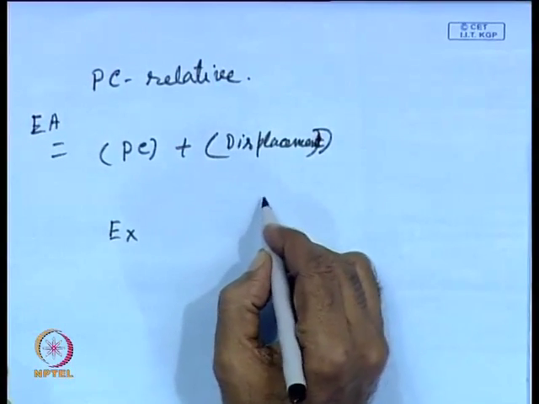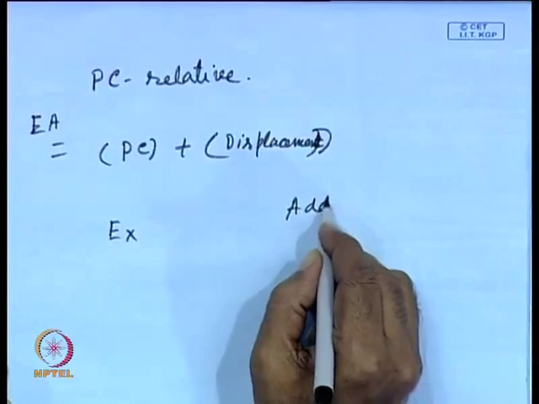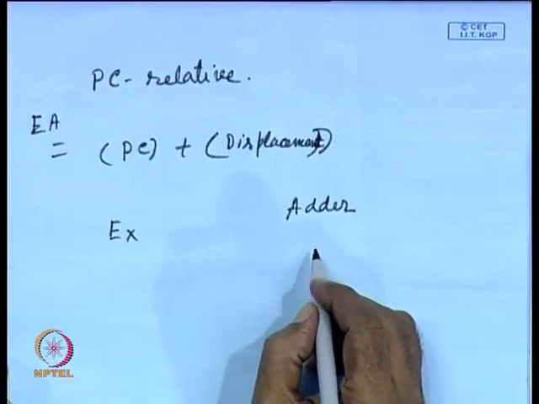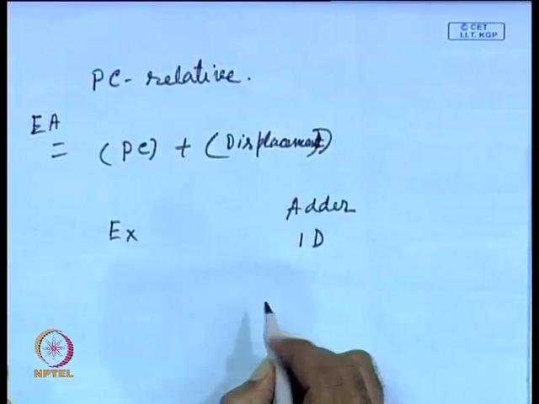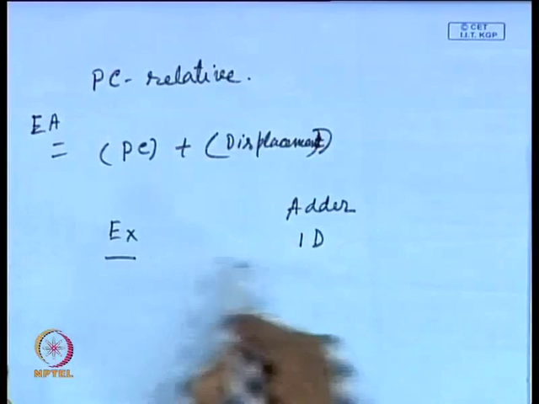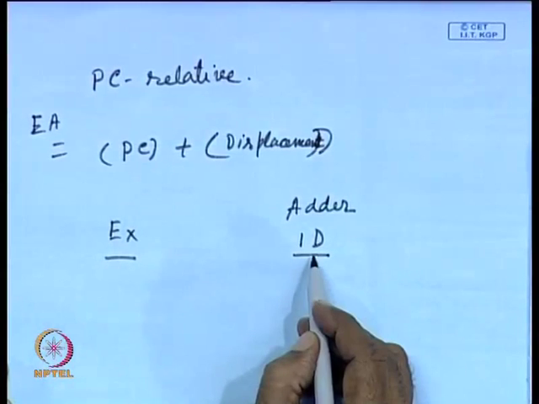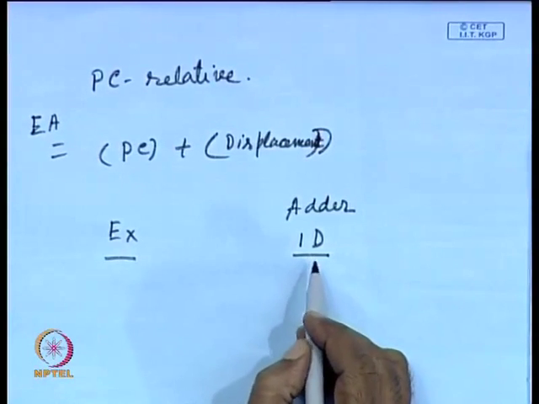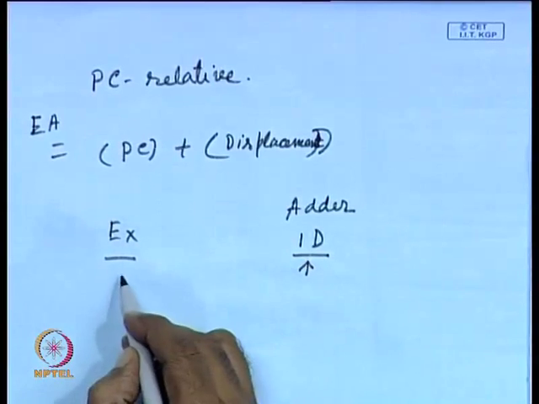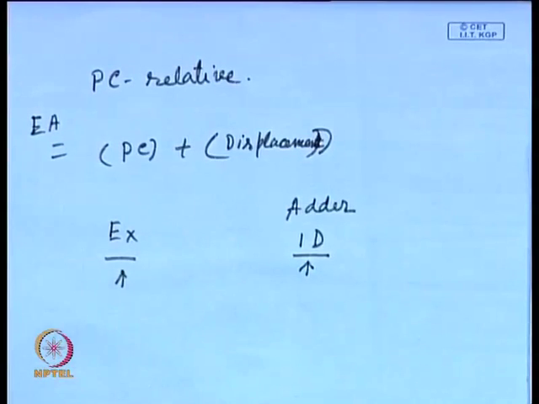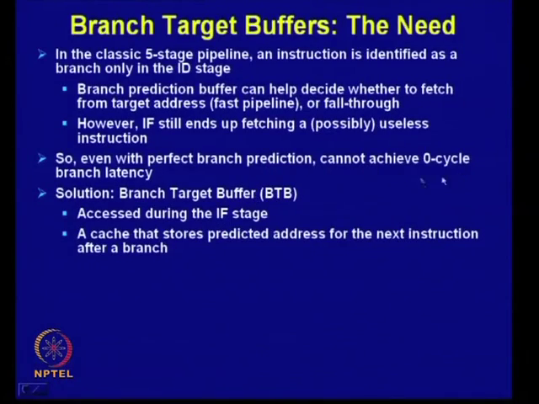And if we use a special adder for the purpose of calculating this effective address, then it is done in the instruction decode stage. So, either in the execution stage or in the instruction decode stage, you have to wait till the end of that stage to get the branch address. Obviously, it cannot achieve zero cycle branch latency. There will be a delay of either one cycle or two cycles, depending on when the branch address is calculated.